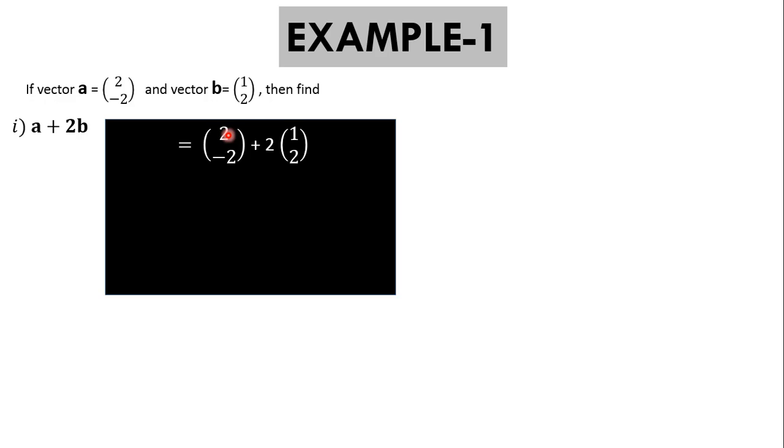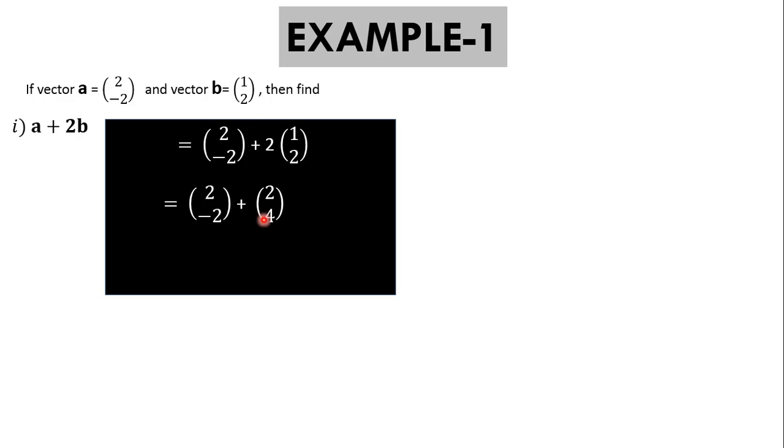See, vector A is replaced by 2, minus 2, plus 2, a scalar number being multiplied with the vector B, which is 1, 2. Now what is the first step? We have to apply BODMAS. First multiply 2 with the B vector. So what are we going to get? 2, minus 2 will remain 2, minus 2. 2 into 1, I'm going to get 2. 2 into 2 will give you 4.